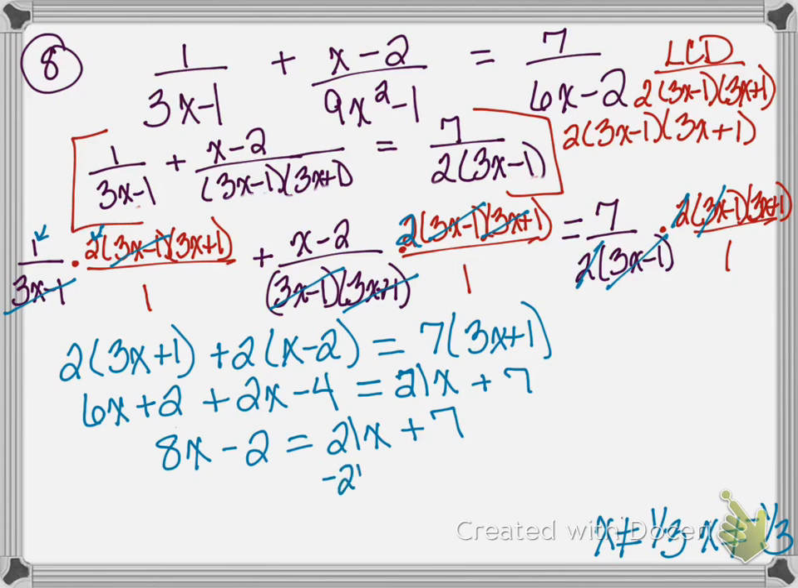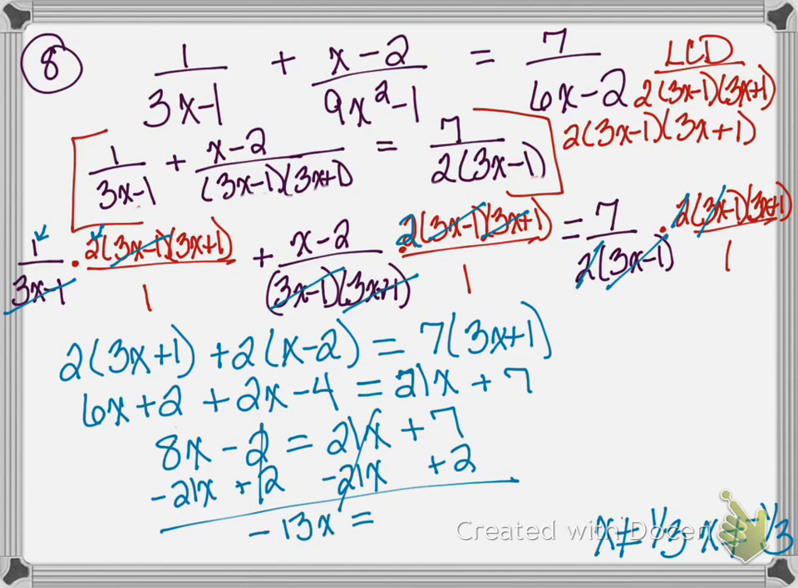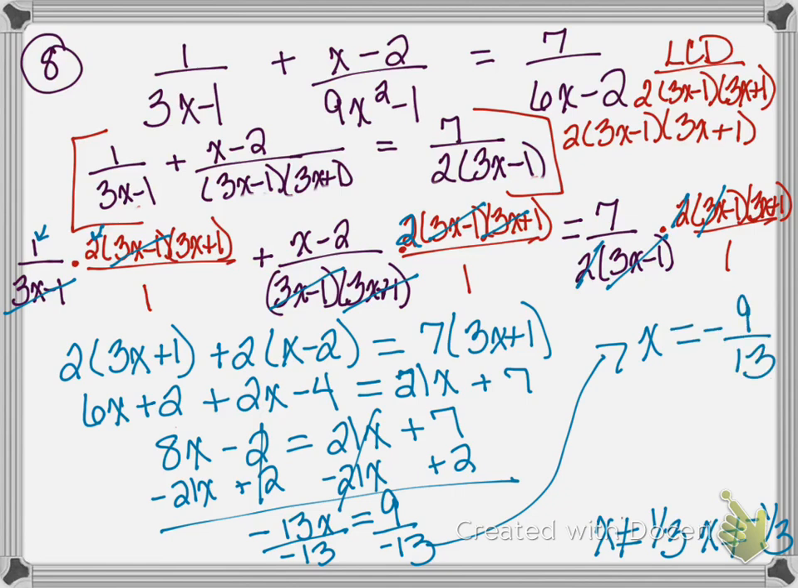I'm going to subtract 21x from both sides. And I'm going to go ahead and add 2 to both sides. So I'm doing that at the same time. The 21x and the 2's cancel. So I am left with negative 13x equals 9. I divide both sides by negative 13. So I have x equals negative 9 over 13. Okay, so that is the end of the solutions for this. I hope that helps, and I will see you next week.